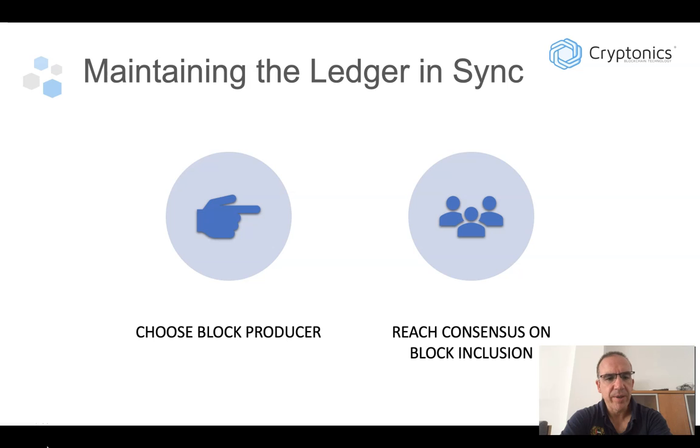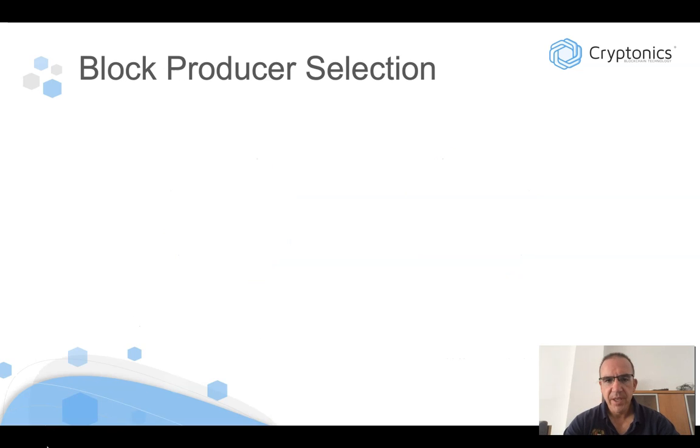That's why this video will be slightly longer than others, because I think it's difficult to break this down into smaller parts. But anyway, to maintain the ledger in sync, as we said last time, there are two steps basically. You need to choose a block producer and then reach consensus on the block's inclusion between all the other nodes afterwards. In Bitcoin, that would be proof of work for choosing the block producer and then the consensus afterwards.